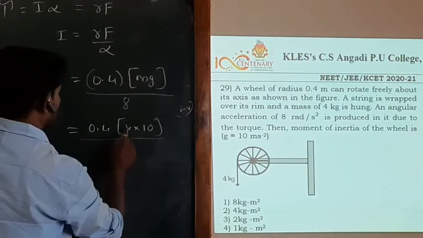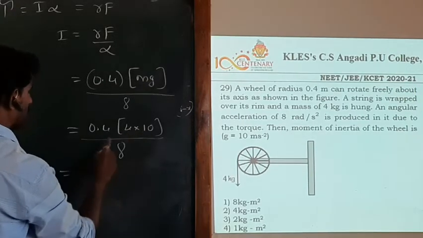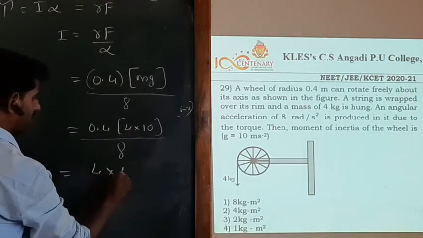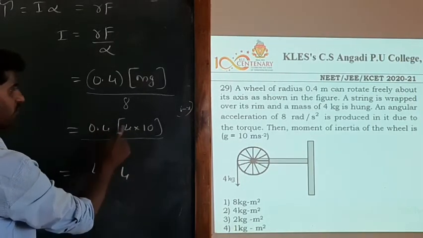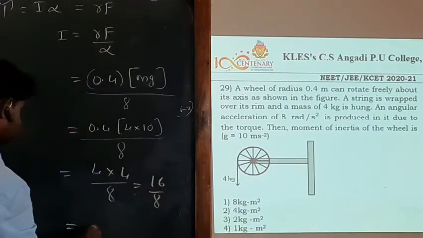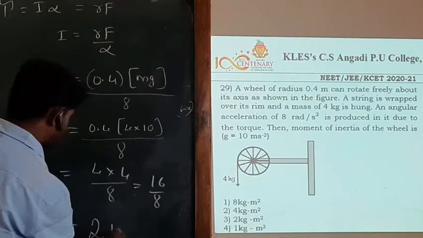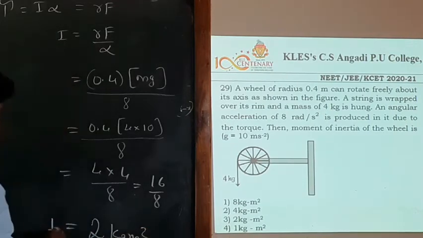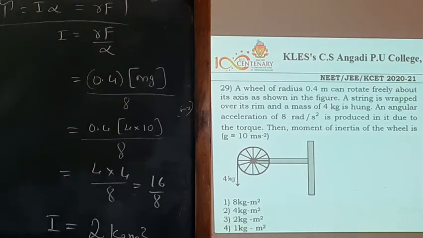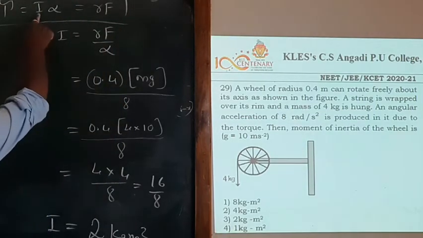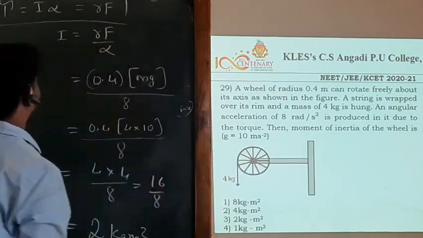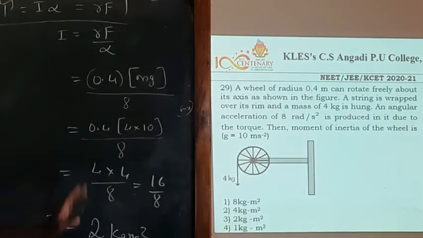Okay, so next I can multiply the 0.4 into 10. This is 4, and one more 4 is there. So it is a simpler way: 0.4 into 10 is 4, and 4 as it is, divided by 8. This is 16 divided by 8, which is equal to 2 kg meter square. It's the unit of the moment of inertia. So what did we do here? We took the relation of torque with respect to the moment of inertia and with respect to the force. They gave the force and asked us to get the moment of inertia. So this is the important concept.